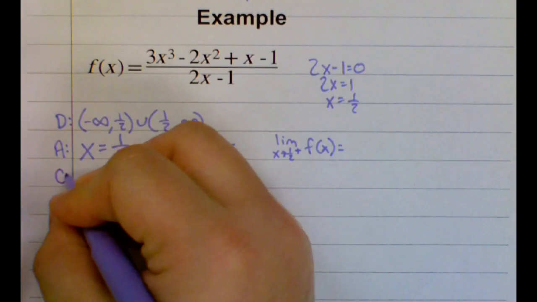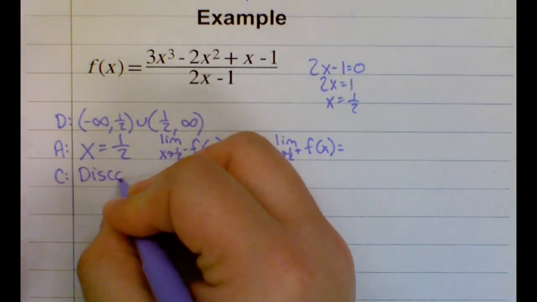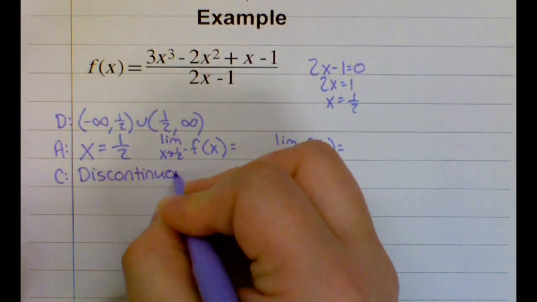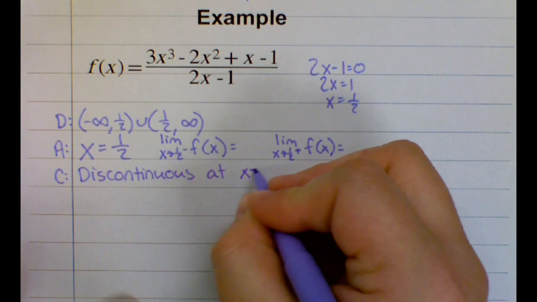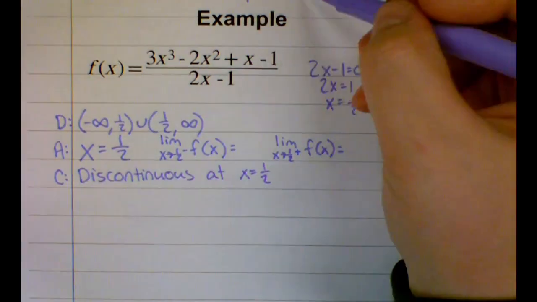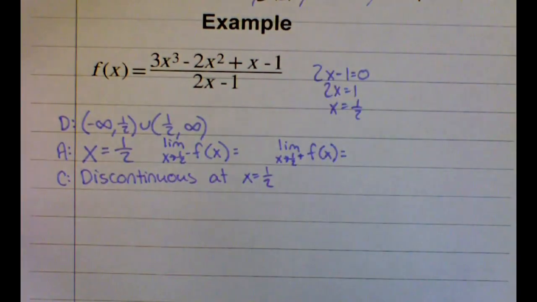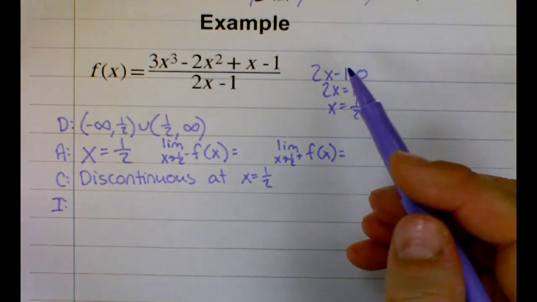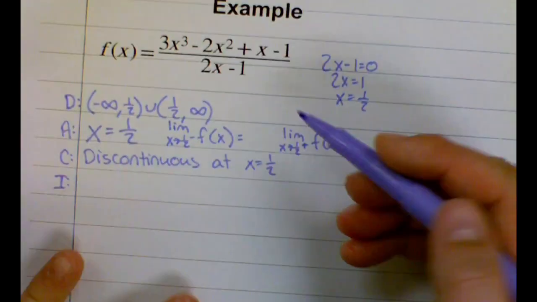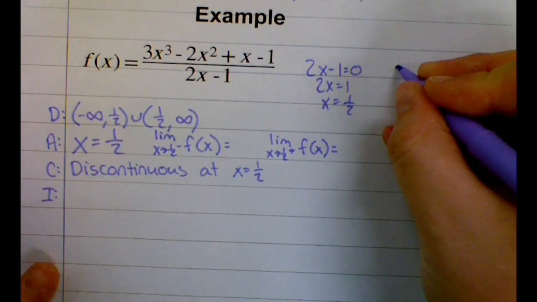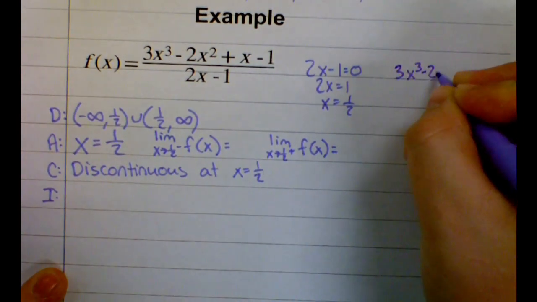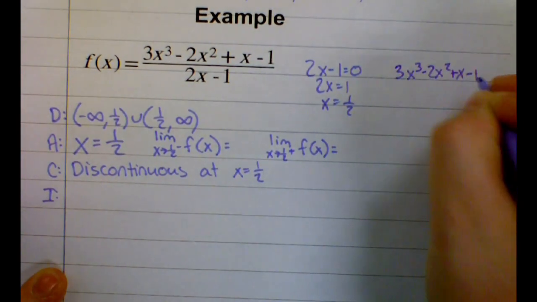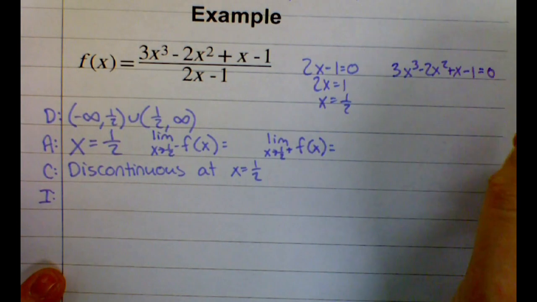Continuity. Discontinuous at x equals a half, and that is our only spot of discontinuity. Intercepts. Our x-intercepts, we set the numerator equal to 0. 3x cubed minus 2x squared plus x minus 1 equals 0.